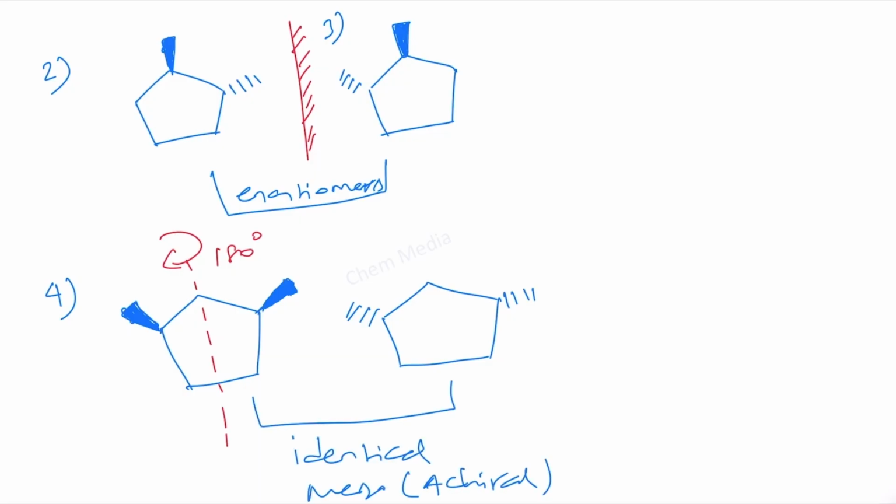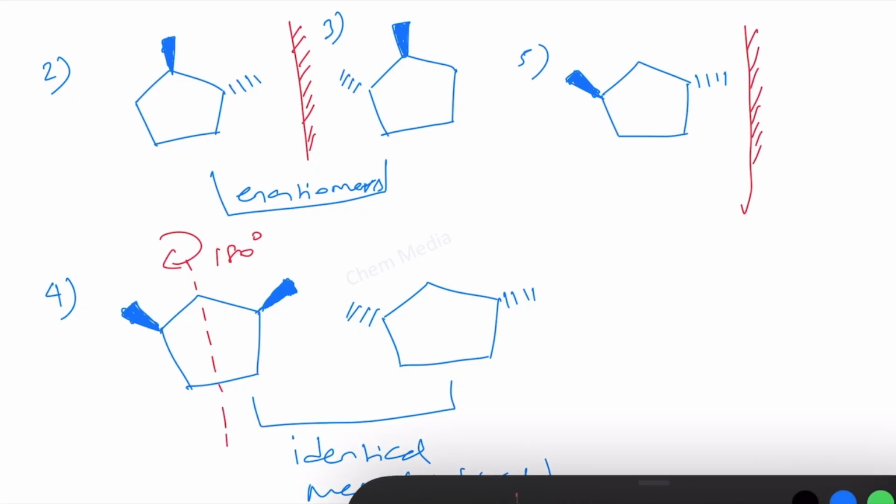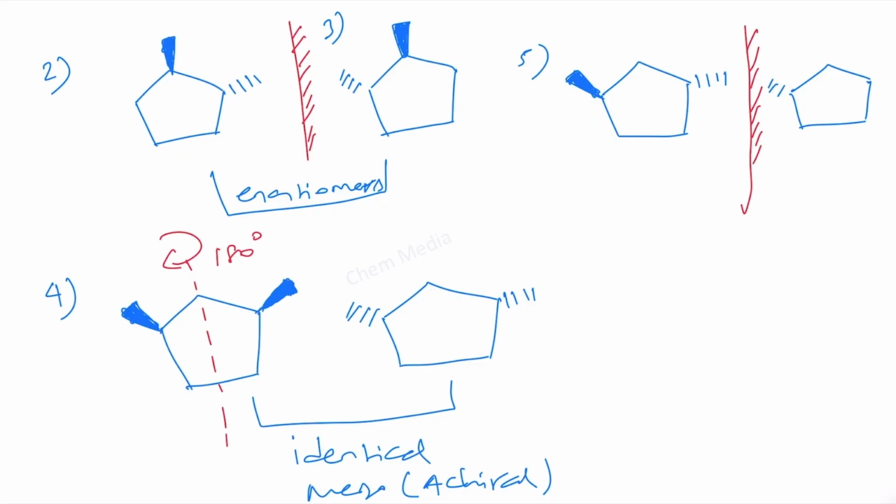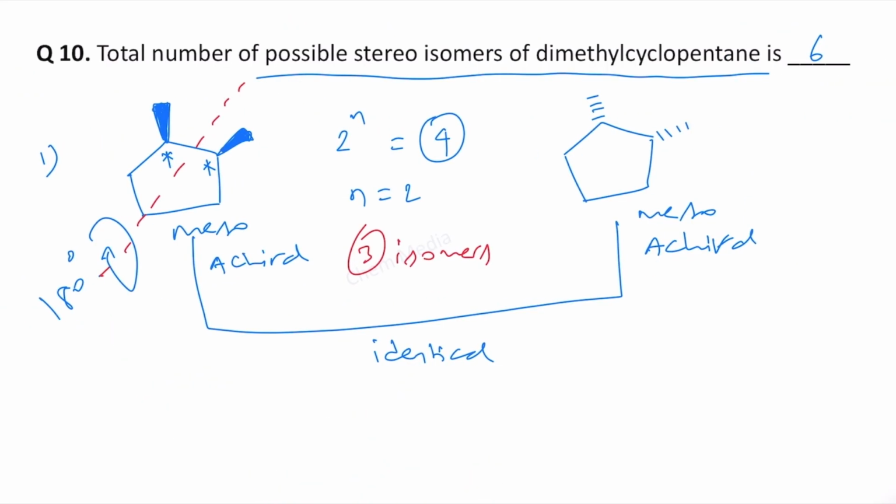Now let's put one methyl group up, one methyl group down. So number 5. If we are writing like this, let's say one methyl group down, one methyl group up for the 1,3 case, then once again we will get a pair of enantiomers. Let's say this is our mirror plane, and then this would be the mirror image. These two are enantiomers because they are non-superimposable. So therefore this must be considered as two isomers. So in total we can get 6 isomers. Therefore the correct answer is 6.